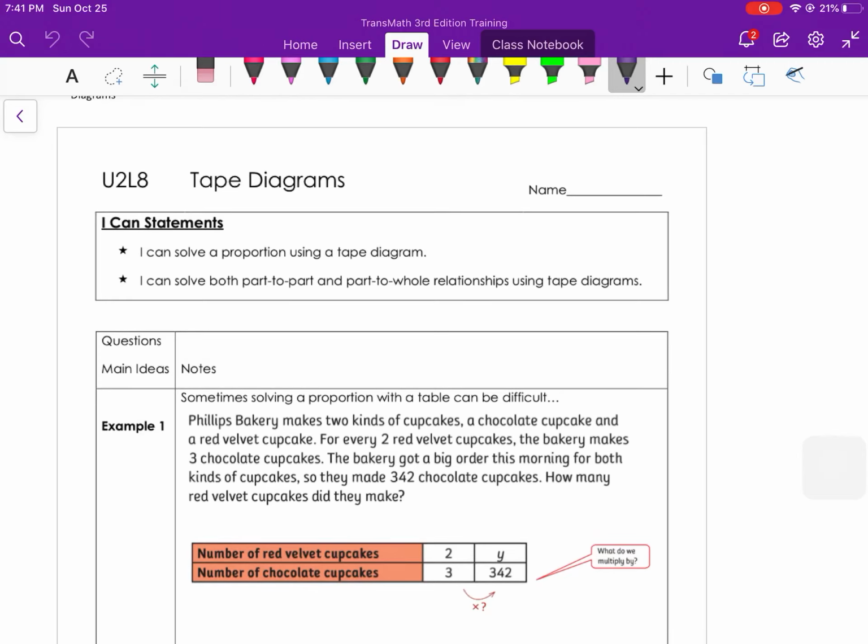Hey class, the next new thing and the last new thing we'll do for Unit 2 is tape diagrams. Tape diagrams are super helpful when we have to solve because the proportions get too big of numbers.